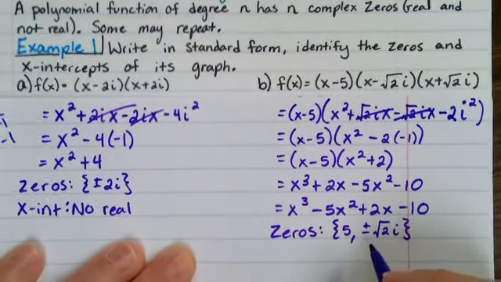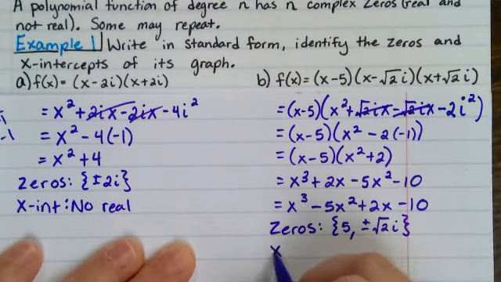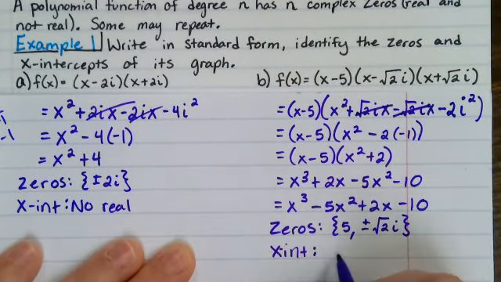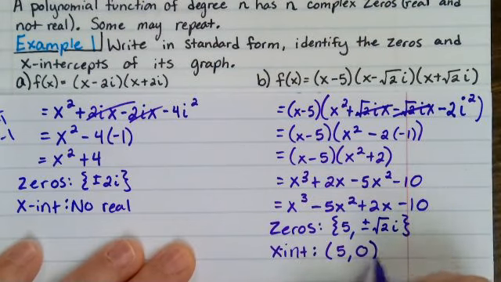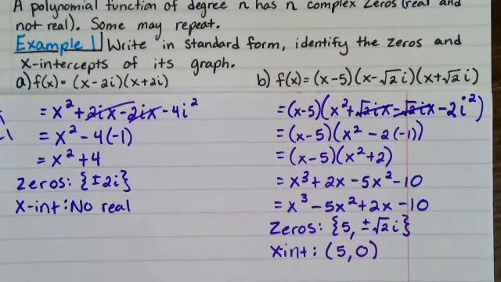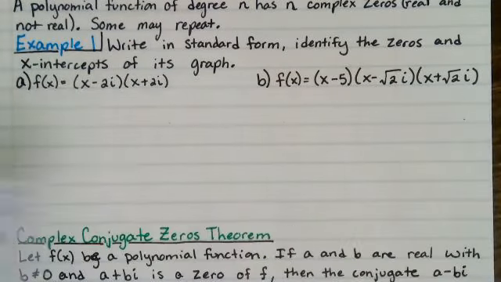Okay, last little thing, let's talk about those x-intercepts. X-intercepts are where your zeros are real. Well, there was one real 0, which means I have an x-intercept at (5, 0). Okay? All right, that was that part.